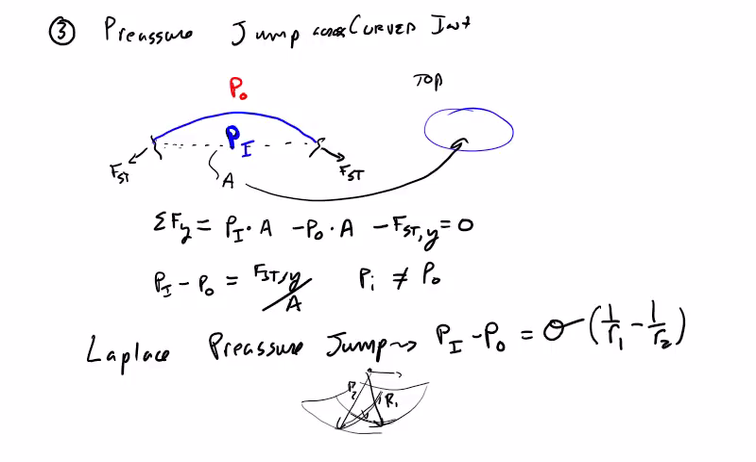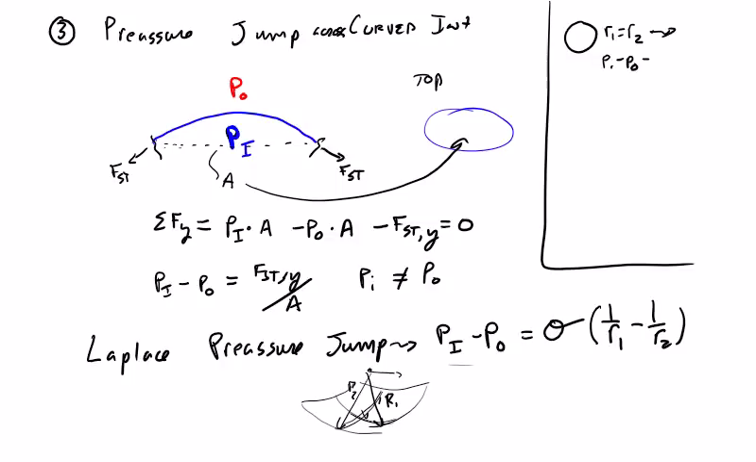So in general, that is the formula. For instance, if I have a sphere, then R1 equals R2. So the P inside minus P outside equals 2 sigma over R of the sphere.